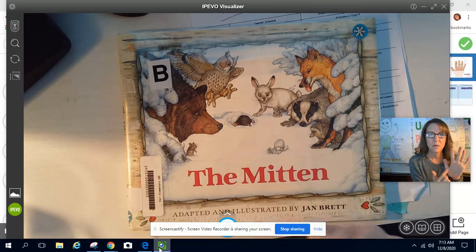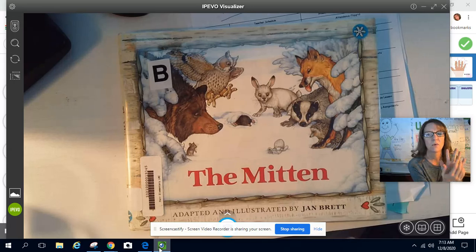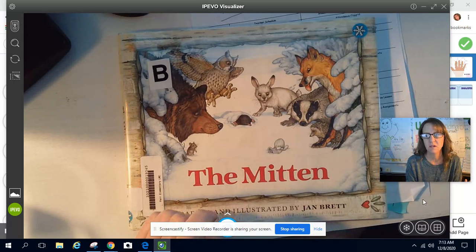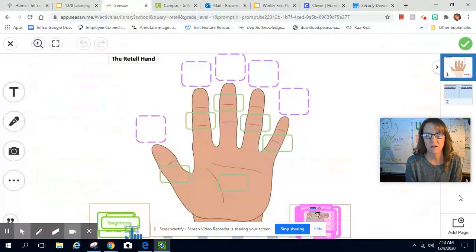And when we retell, we think about the central message or lesson, and that's the heart of the hand. The reason I'm going through that is because of your Seesaw activity. I wanted to see if you could put all those places in order, label them, and then put the pieces from our mitten in order as well, and think about that problem and solution. I'm going to show you how that's going to look.